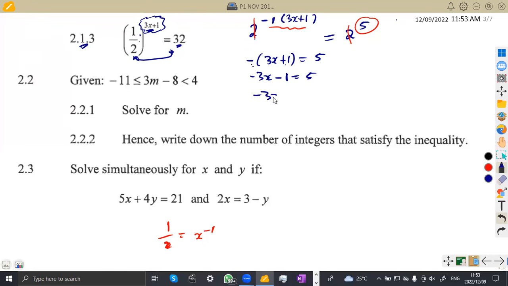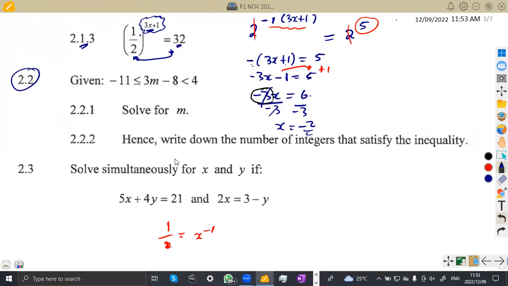You can transpose -1 to the other side of the equation, which is going to be +1. So it's now 5 plus 1, which is 6. To find x, divide by -3, which is affecting x here. The number that is affecting x is multiplying, so you just divide to remove that number. That's 6 divided by -3, which is -2. So that's the value of x that you're going to have. All right, so that's it, guys.